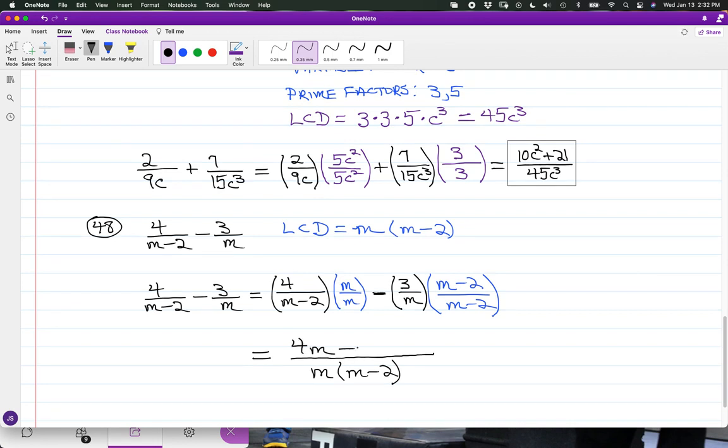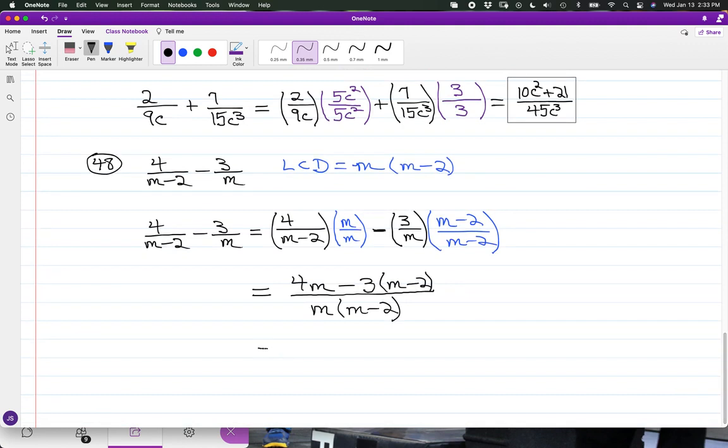We bring down the subtraction, and I'm going to add an extra step: minus 3, and we still have distributing over m minus 2. If you've gone ahead and distributed, that's okay. I'm just adding another layer of exposition. So you have 4m, then we have negative 3m, and negative 3 times negative 2 becomes positive 6. Again, we have all over m times the quantity of m minus 2.